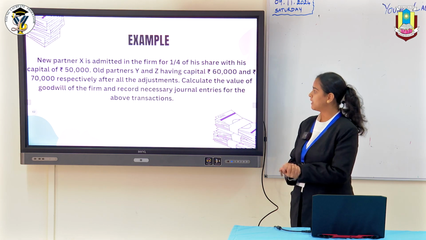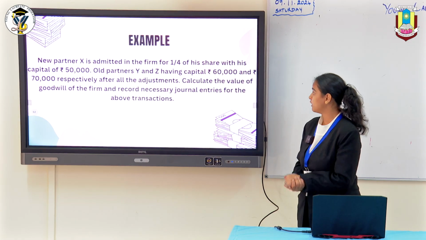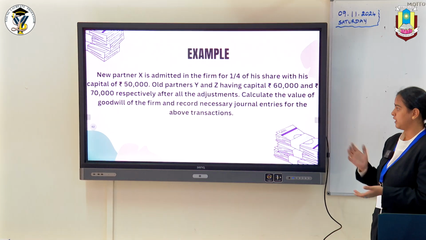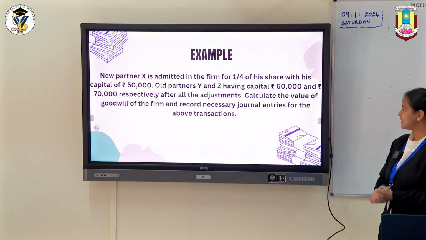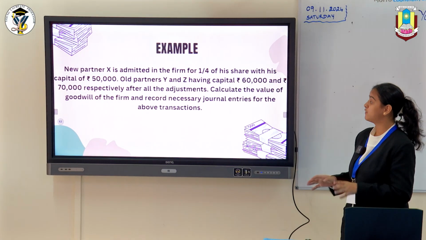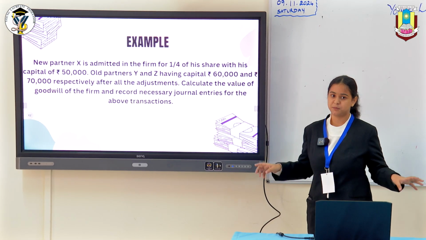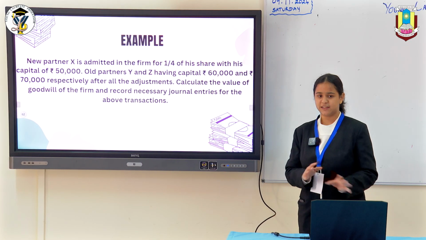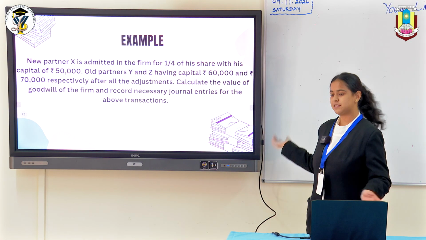Suppose new partner X is admitted in the firm for a 1/4 share, with his capital rupees 50,000. Old partners Y and Z have capital 60,000 and 70,000 respectively after all adjustments. Now here adjustment means that the assets are revalued, the liabilities are settled, reserves are given, everything is done. Now you have to pass the necessary journal entries.